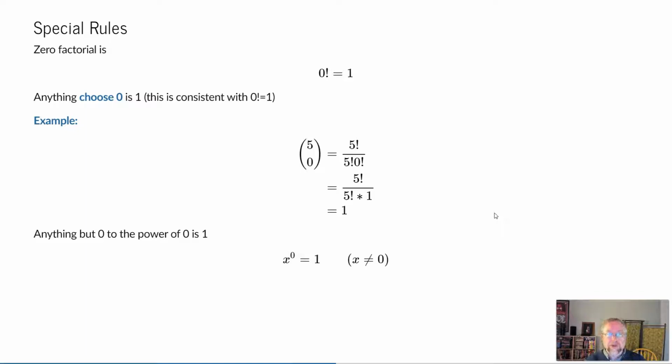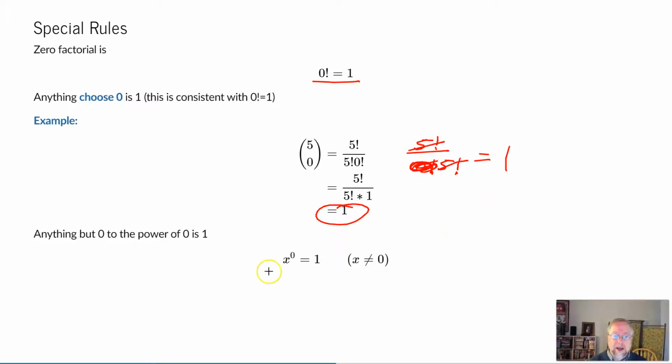Okay, there's a few special rules to be aware of. I already mentioned that 0 factorial is 1. Anything choose 0, including 0 choose 0, is 1. We define it that way. But it turns out that works out really nicely with the 0 factorial rule, right? So 5 over 0, which is usually illegal, but once I put the factorial on it, it's a 1 now. And then whatever else I need to get up to 5. So 0 factorial is 1, so I don't care about it. 5 factorial and 5 factorial, it all cancels out to be 1.